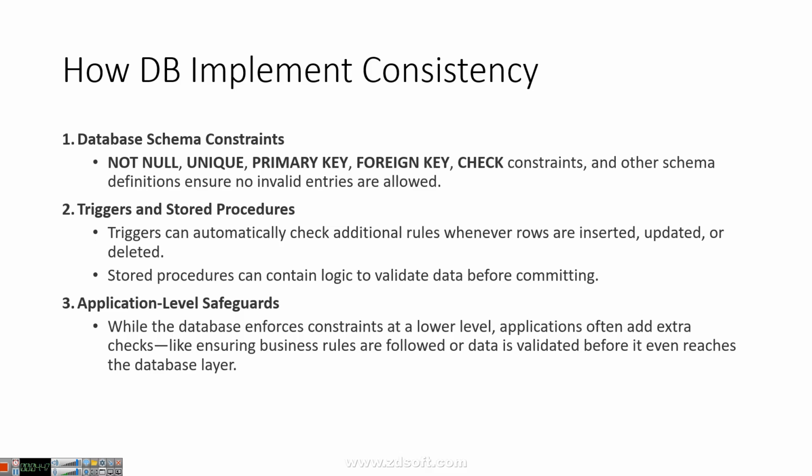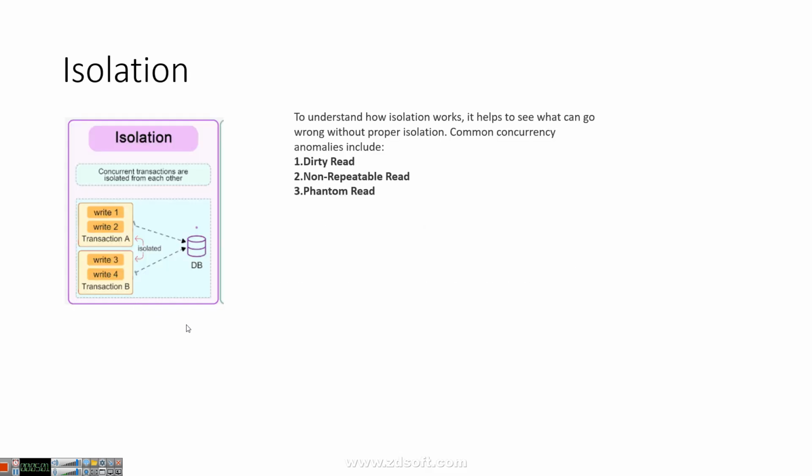And also we can implement the stored procedures, which can contain logic to validate the data before we are committing. And third one is, let's say if you wanted to perform any business scenario, then at that time we can have application level safeguards. Third one is isolation. It ensures that the concurrently running transactions do not interfere with each other's intermediate state.